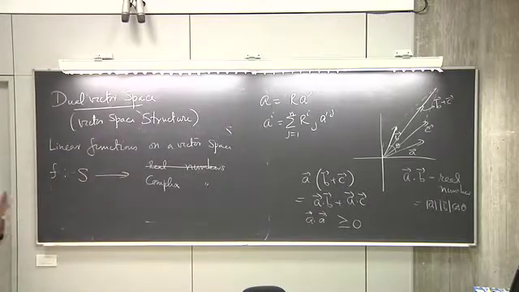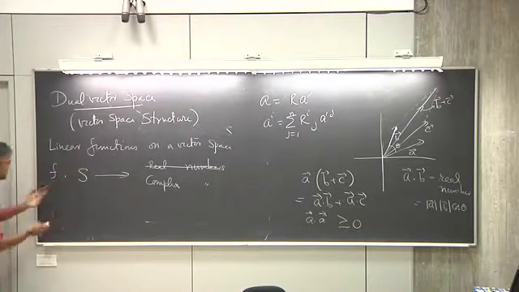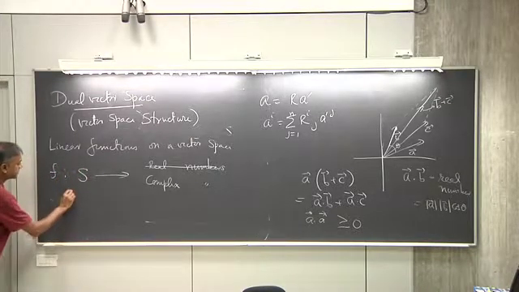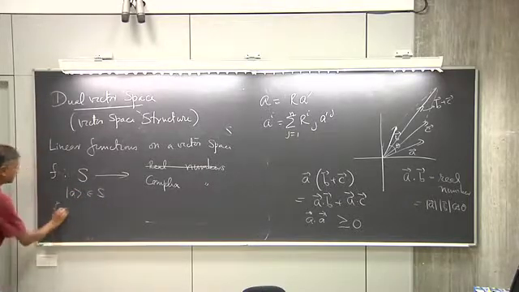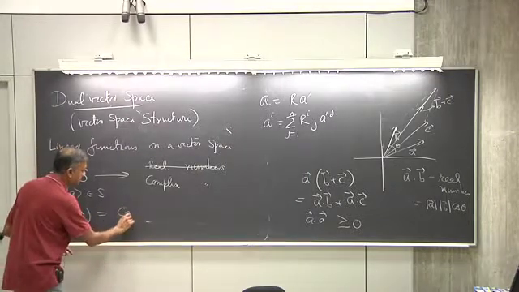You are familiar with the notion of a map. If I give you one set and another set, a map says that every point here is mapped to some point there, and I'm giving a rule for the mapping. Different such mappings will give you different functions. Very explicitly, if I take any vector A belonging to S, then F of A will be some complex number.